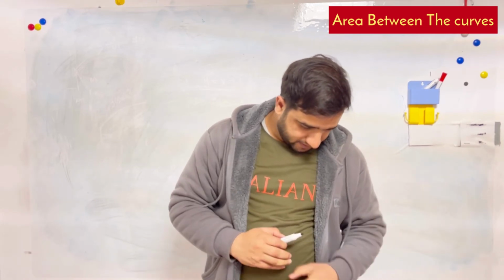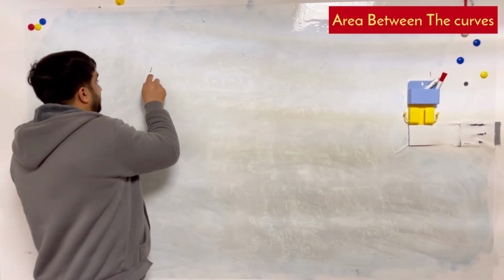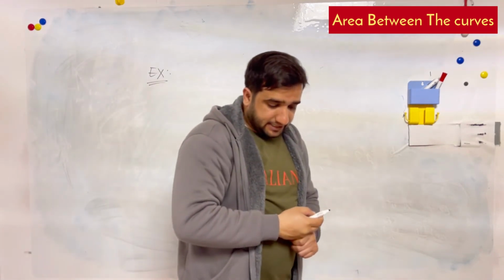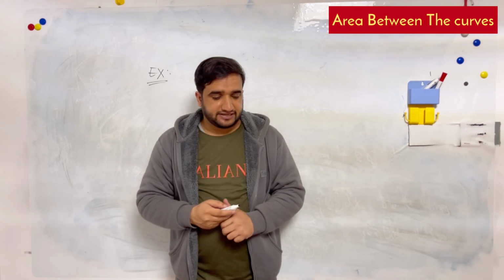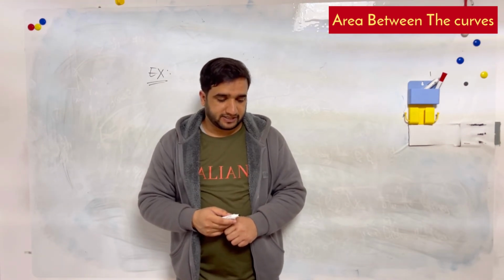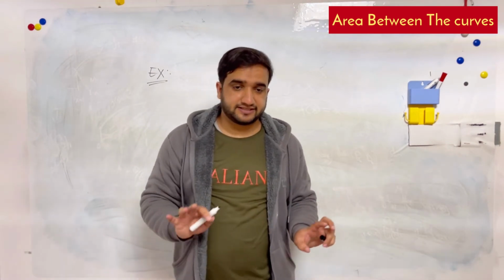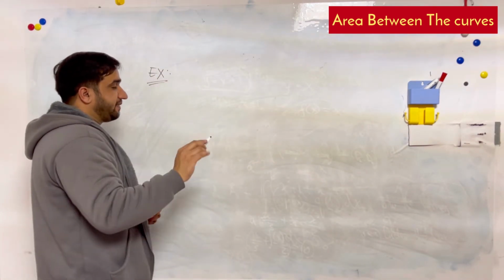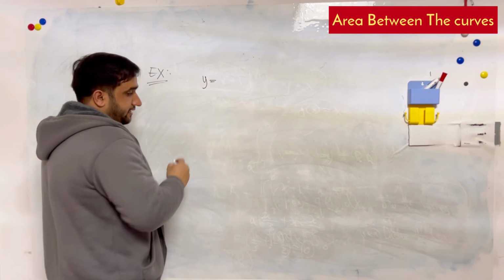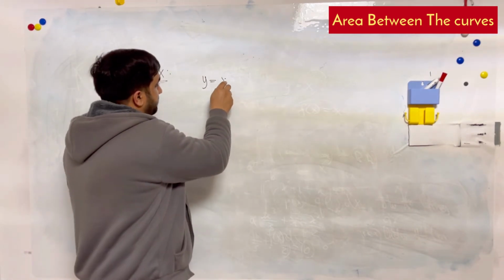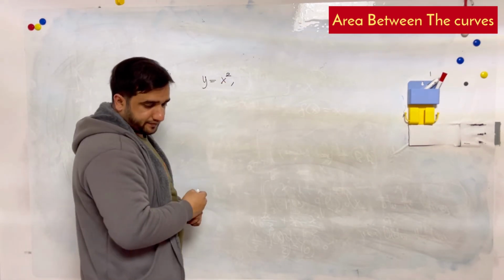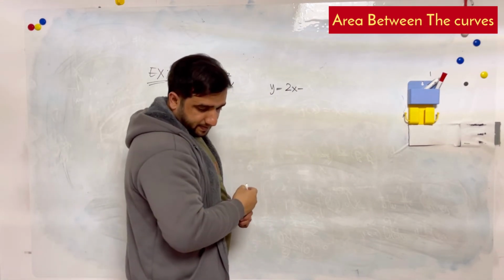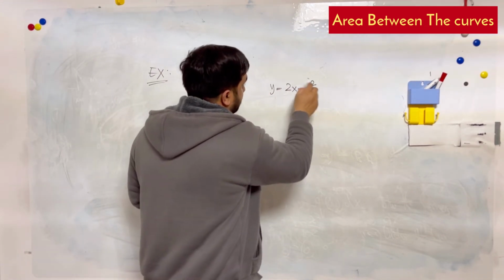Now, one example is: find the area bounded by the curves. That's it. This is the statement of the question. Find the area bounded by the curves y equals x square and y equals 2x minus x square.